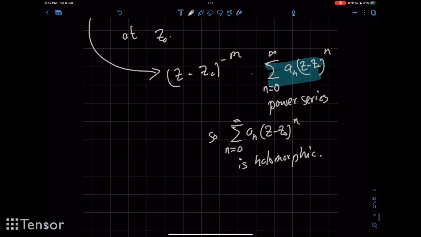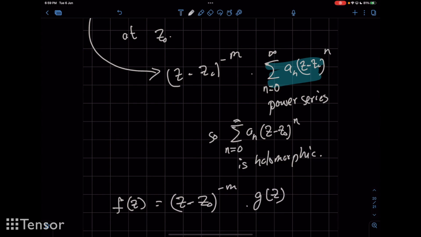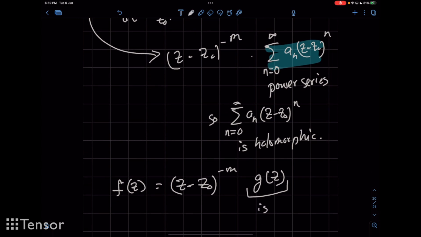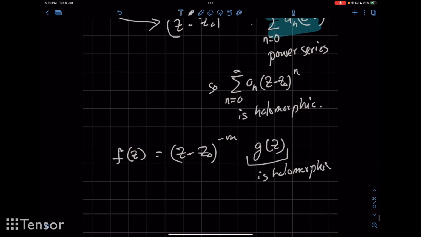That means if I have a meromorphic function that has a pole at z naught, I can basically factor out some (z minus z naught) to the power negative m such that the other factor is holomorphic. And the other factor is holomorphic at z naught as well, on the open ball centered at z naught with radius r.